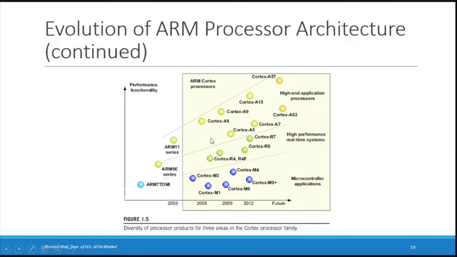Later the Cortex A series and R series were all developed, and the M series comes under lower performance and functionality, therefore microcontroller applications. Then in between you have high performance real-time systems. Then at the highest performance, they give the high-end application processors. That is the A series.